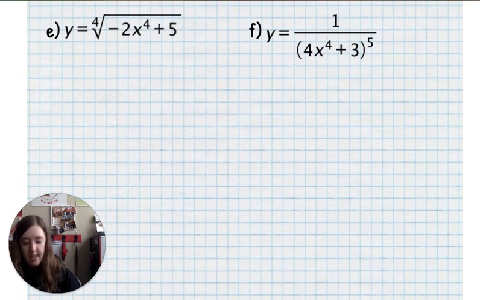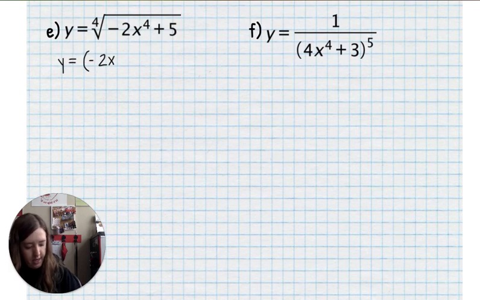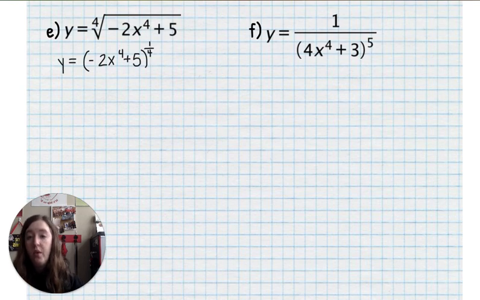Now, on ones like these, I'm always going to tell you first rewrite it into exponents instead of having radicals. So this is going to be the same thing as y equals negative 2x to the 4th plus 5. The exponent there is 1 because there's nothing written there, and my root is 4, so it's going to be to the 1/4 power.